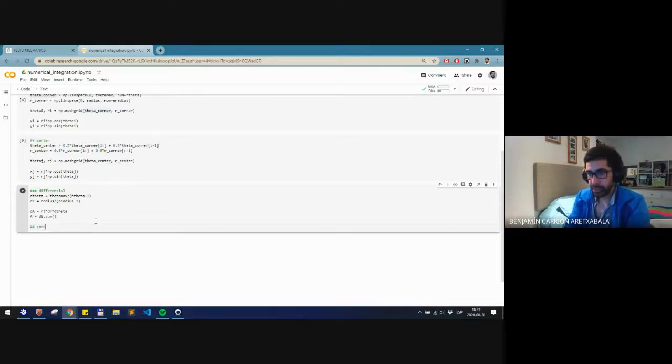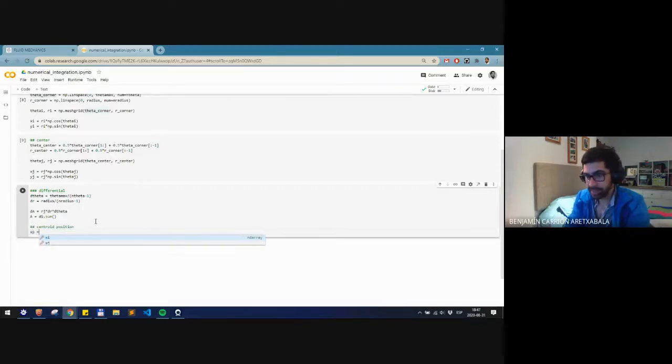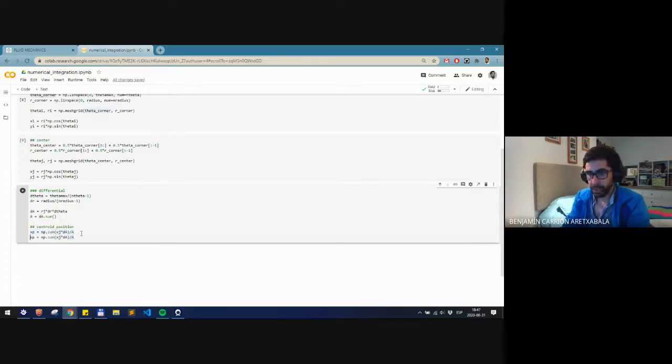And the centroid position, if you've been paying attention, is nothing more than the position of each element times the delta area, right? You need to sum over all of those, and you divide by the total area. Wait, let me just, I'm messing stuff up here. Okay, right? With y it's the same thing, but just using y. So let me see if this runs.